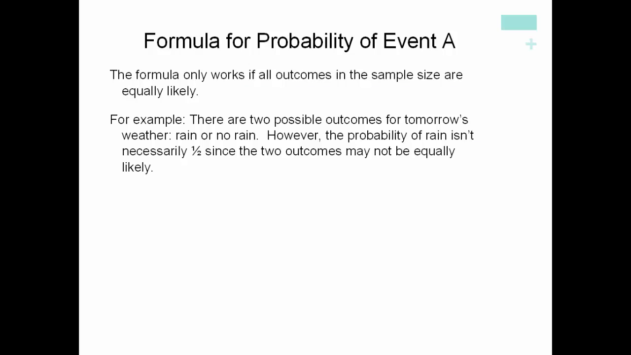The formula for probability of event A only works if all outcomes in the sample space are equally likely. For example, there are 2 possible outcomes for tomorrow's weather, rain or no rain. However, the probability of rain isn't necessarily 1/2 or 50%, since the 2 outcomes may not be equally likely.